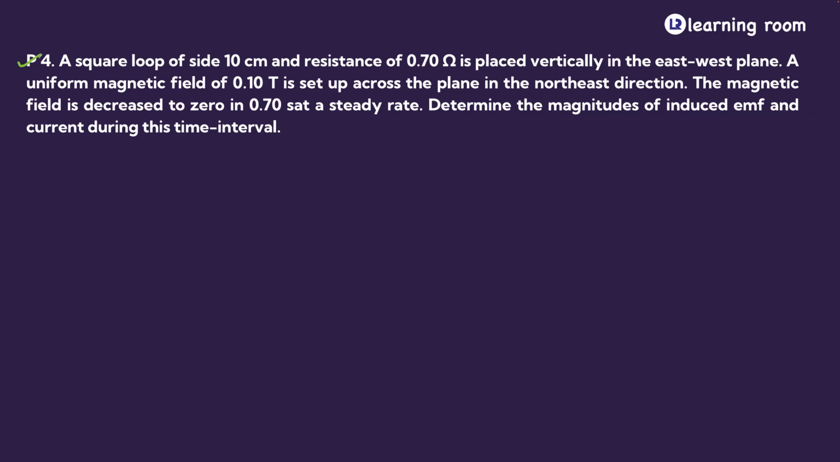Now, the fourth problem that is based on magnetic fluxes. A square loop of side 10 centimeter and resistance of 0.7 ohm. So there is a square loop of side 10 centimeter, which is going to be 10 into 10 power minus 2 meter, right? Which is 10 power minus 1 meter. And there is a resistance of how much value? 0.7 ohm. So there is a resistance of 0.7 ohm.